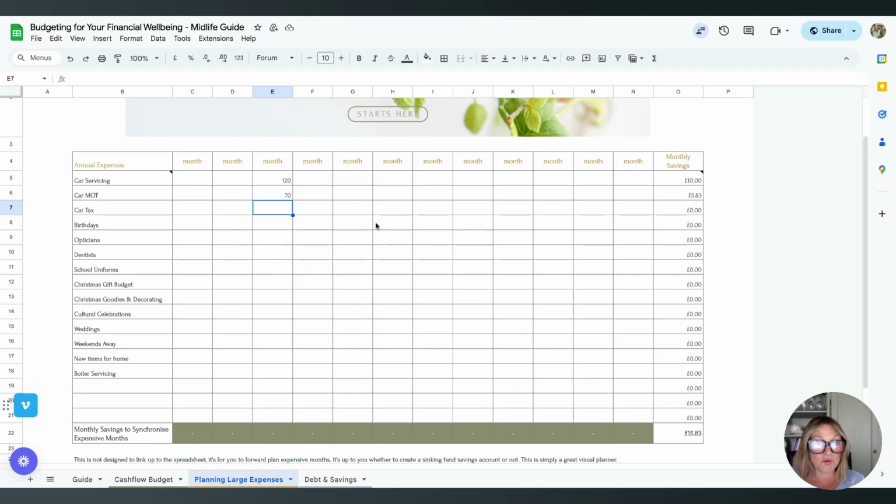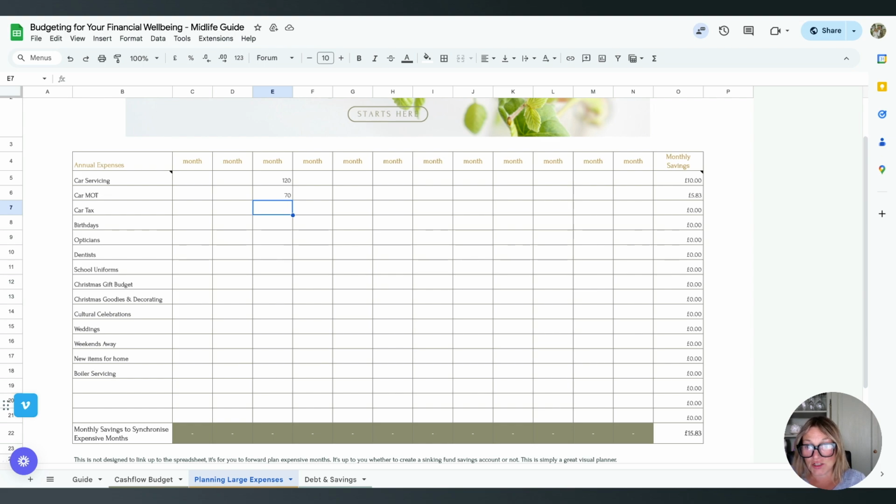Birthdays, you might have 2 or 3 family or friends' birthdays this year that perhaps are a bit bigger, or perhaps you want to go all out and go out for lunch, treat them to a nice gift. Those things can get put into here as well. Really great reminders too that they're coming up. Opticians, dentists, school uniforms, Christmas. I mean, you name it. I've just kind of put down there things that invariably do cost a bit of a packet.